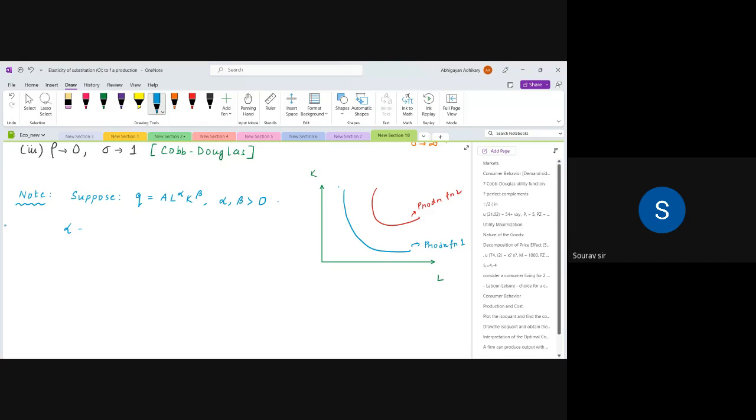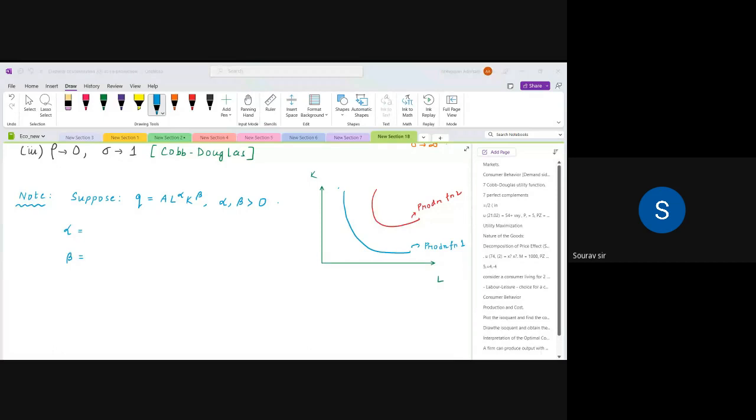Does anybody remember how we interpreted alpha and beta for the Cobb-Douglas production function? It is the elasticity of production. For the alpha, it would be the MPL into L, like total L, MPL by Q into L. Okay. I heard someone saying elasticity of production of what? Can you repeat?